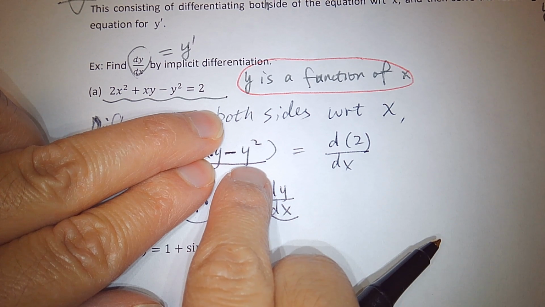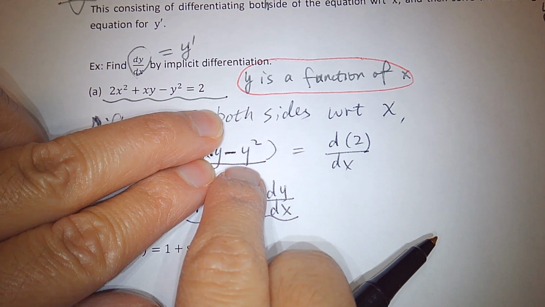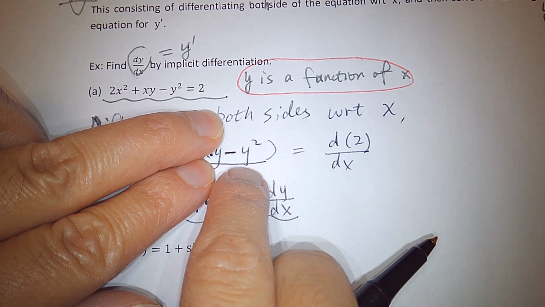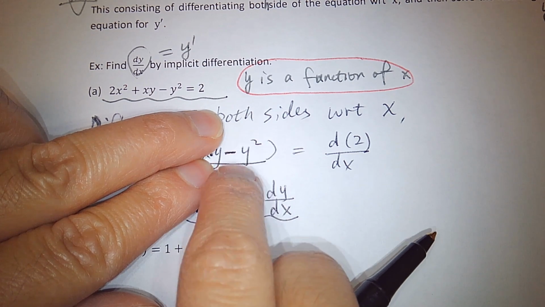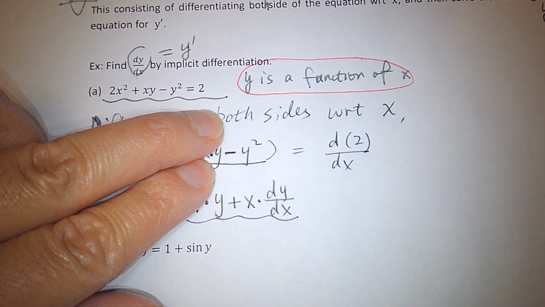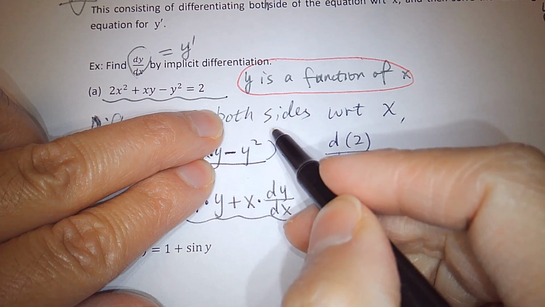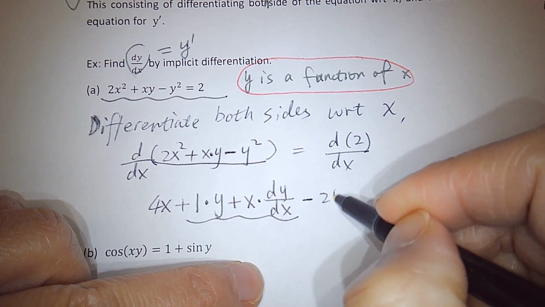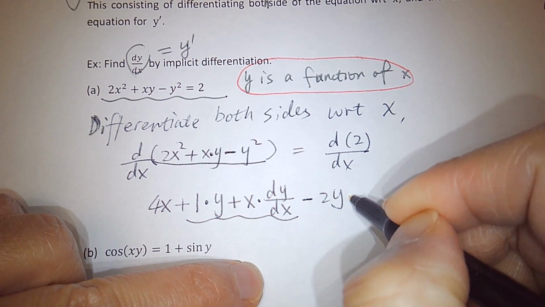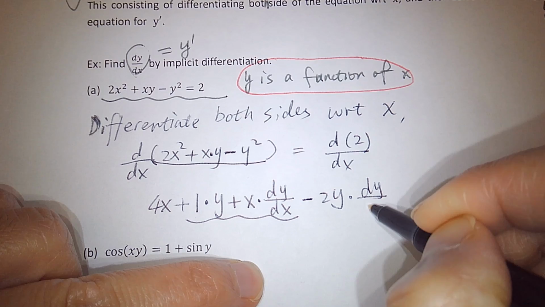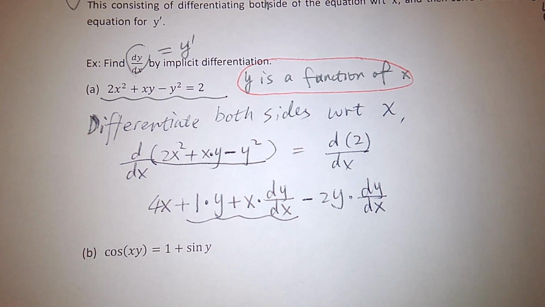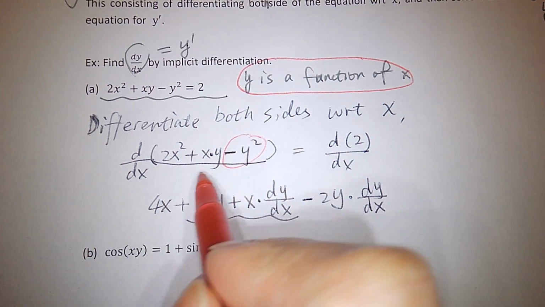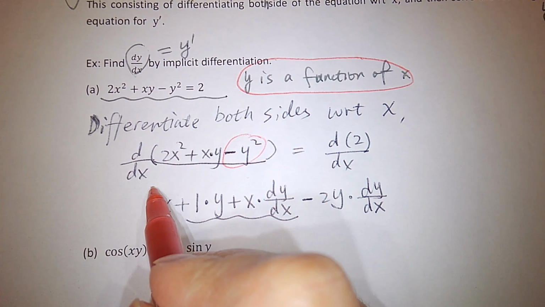Now differentiate negative y squared. Which rule should we use? The chain rule, right? y is a function of x, okay? But this is negative y squared. How to differentiate negative y squared? By using the power rule first, right? And combine with the chain rule. So negative y squared gives negative 2y times what? dy over dx.